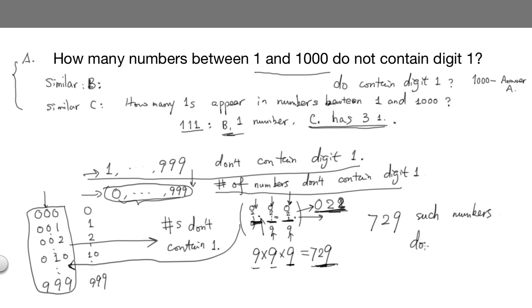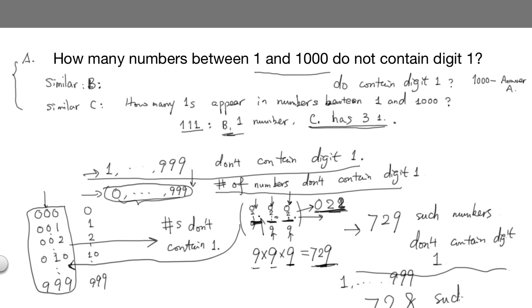Numbers that do not contain digit 1. But as I said at the beginning, we're counting from 0. So 0 to 999 contains 729 such numbers. Excluding this 0, from 1 all the way to 999, there will be 728 such numbers. And that will be our final answer.